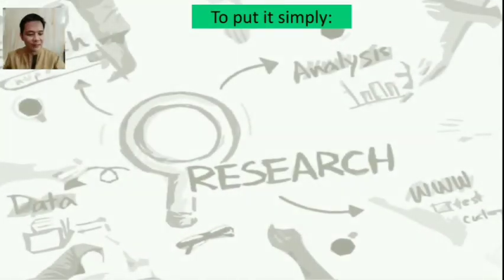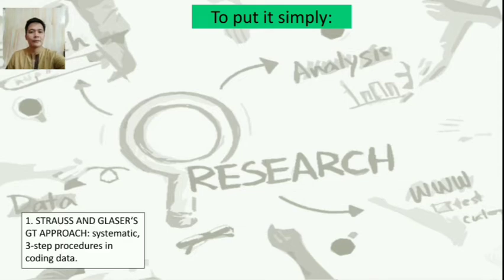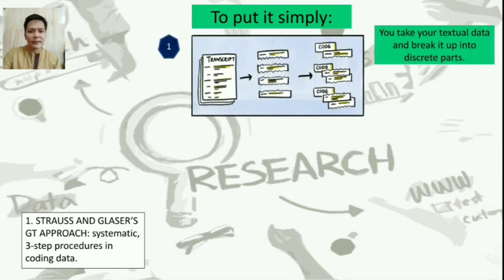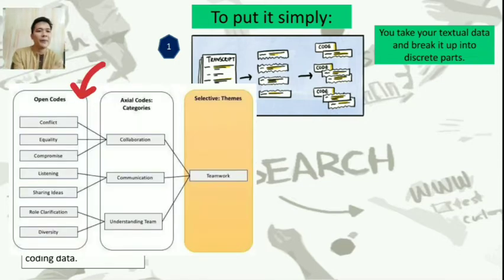So I have provided you a simpler, better way to put the grounded theory process as prescribed by Glaser and Strauss as follows. So yung 3-step procedure encoding data, meron kasi tayong tatlong steps, meron tayong tatlong coding techniques. Okay, first one, this is what we call as the first coding. So you take your textual data and break it up into discrete parts.